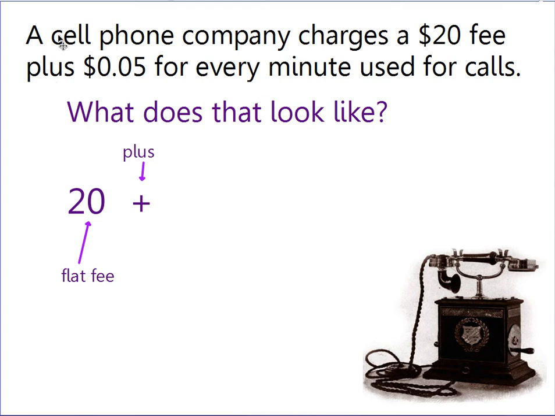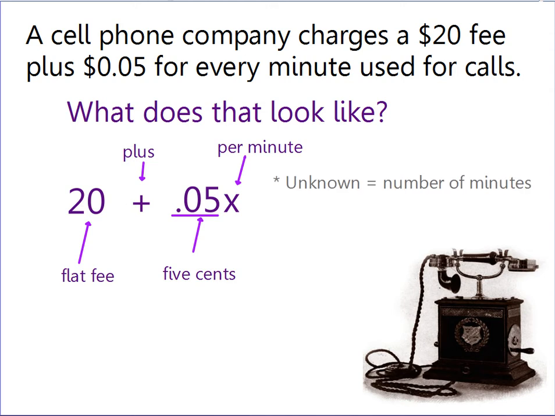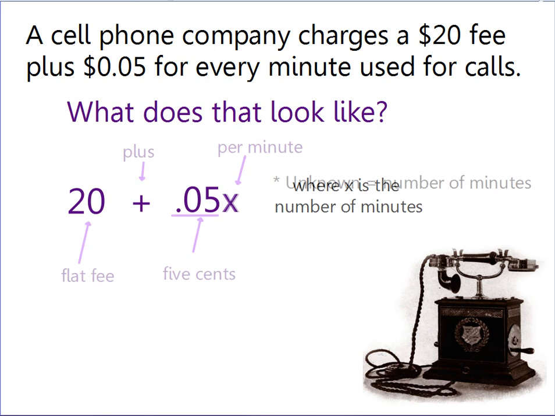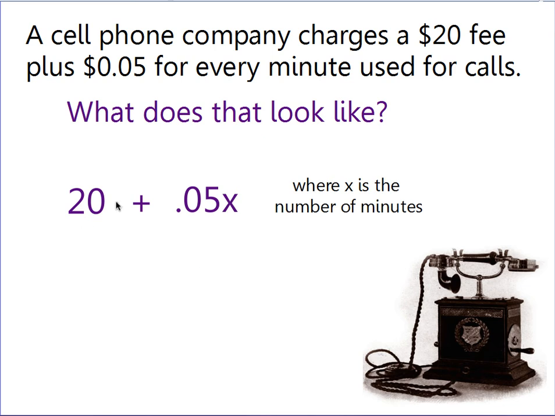Plus, the word plus, 5 cents per minute. Again, per means multiplication, and our unknown is the number of minutes, so that's where our variable is going to come into play. So we have 20 plus 0.05x, where x is the number of minutes used.